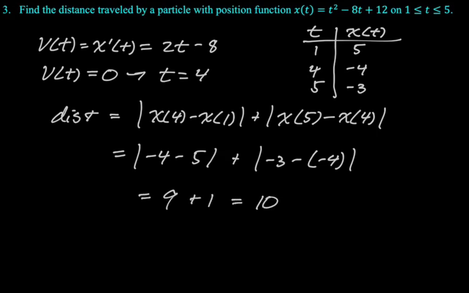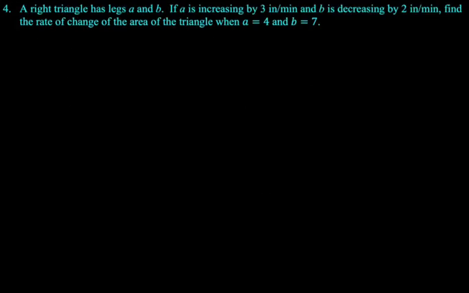All right. Next up, a right triangle has legs A and B. If A is increasing by 3 inches per minute and B is decreasing by 2 inches per minute, find the rate of change of the area of the triangle when A is equal to 4 and B is equal to 7. I think we need a picture of a triangle. You could probably do this without a picture, but it's helpful. So I've drawn a right triangle, and I labeled the sides A and B.